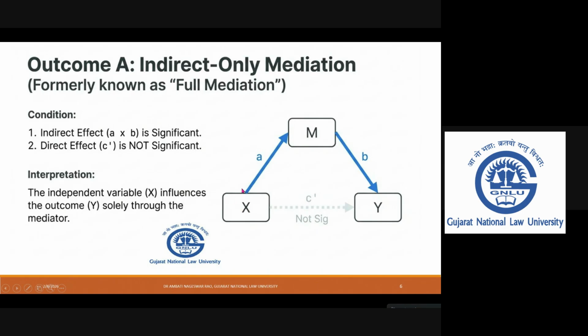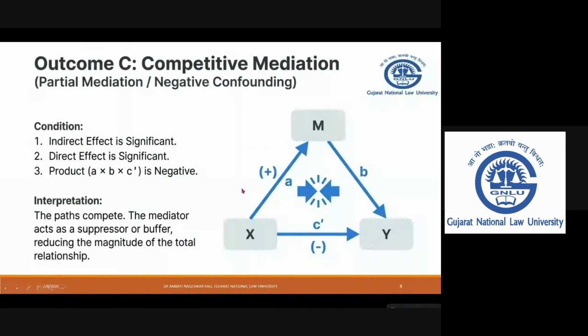Okay. Next one, the last one. The indirect effect is significant. The direct effect is significant, but we got some negative values. The mediator acts as a suppressor or buffer, reducing the magnitude of the total relationship. This particular point we can understand with the help of data.